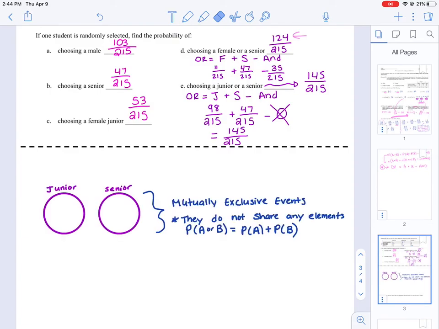So lastly, I just want to talk about that last scenario a little bit. If I have these two categories, junior and senior, there's no overlap. So these are two events that do not share anything in common. So we call these mutually exclusive events. There are no juniors that are also a senior, so there is no overlap. If I do have mutually exclusive events, this is the one and only case where you can add the two probabilities, probability of A plus probability of B, and you don't have to subtract anything because there is no overlap to subtract.